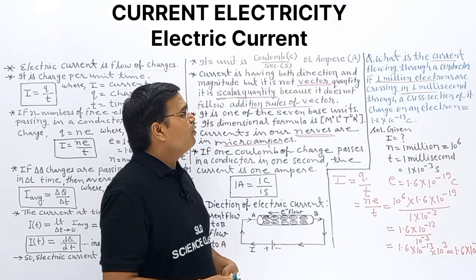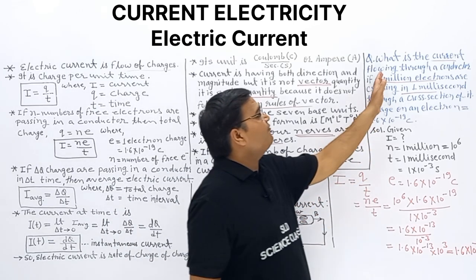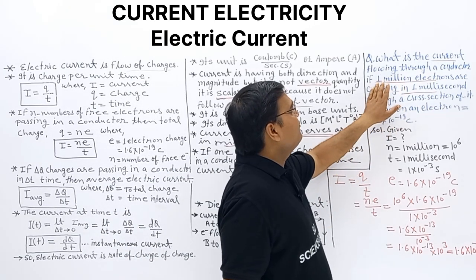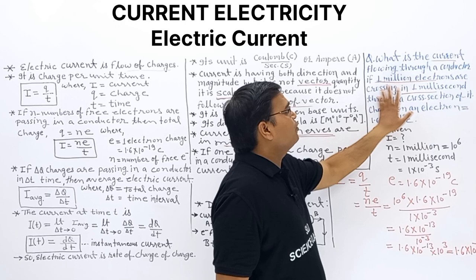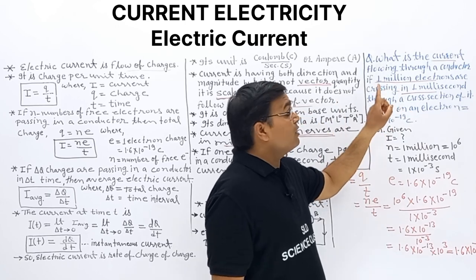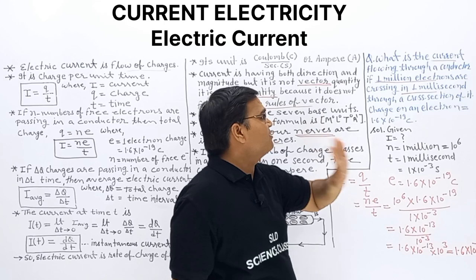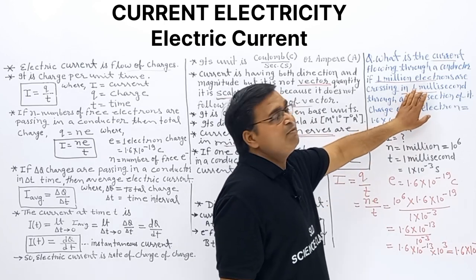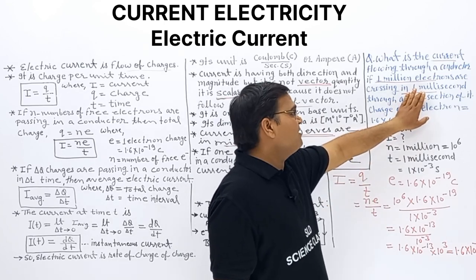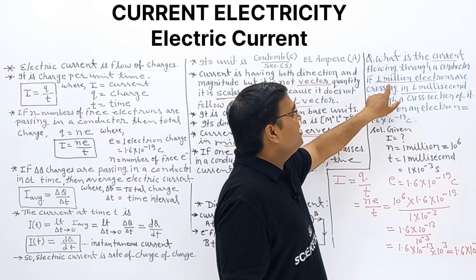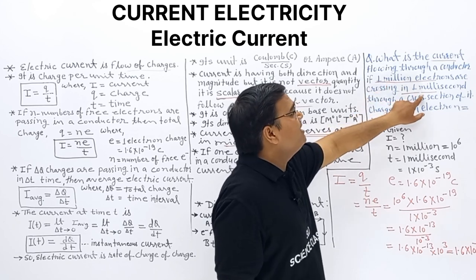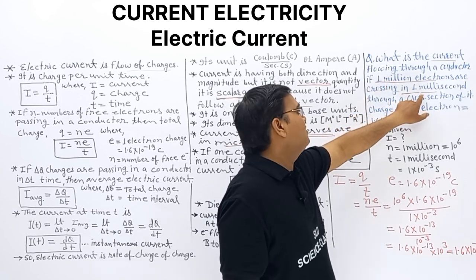Observe again what we are doing. What is the current flowing through a conductor if 1 million electrons are crossing? So the total number of free electrons is 1 million. Million means 10 to the power 6. What is the time? 1 millisecond. Milli means 10 to the power minus 3. Clear? Million means 10 to the power 6 and milli means 10 to the power minus 3.